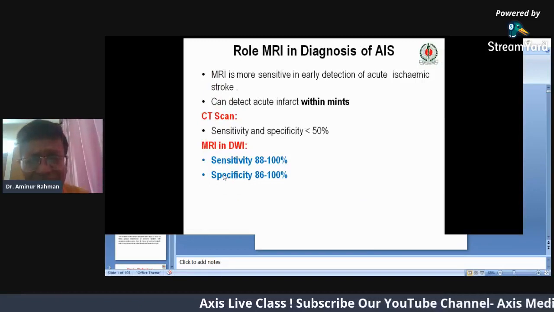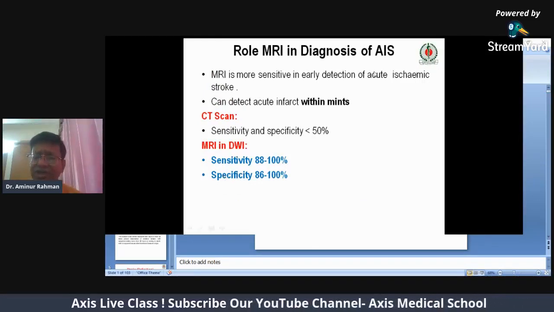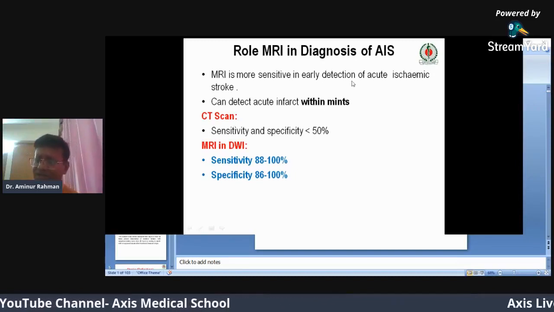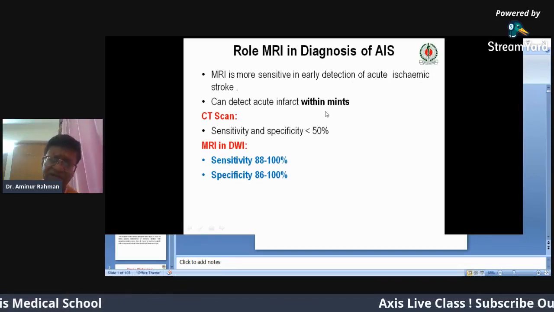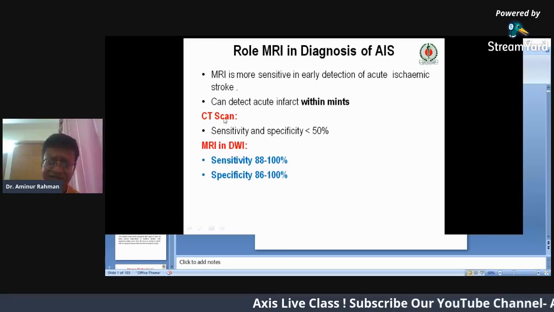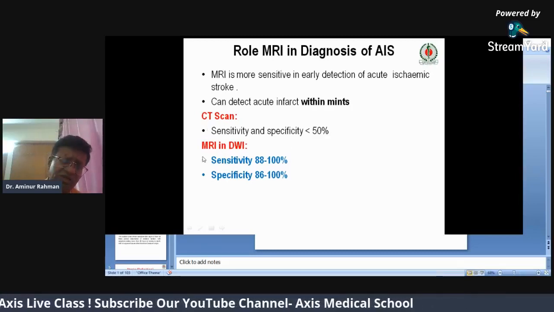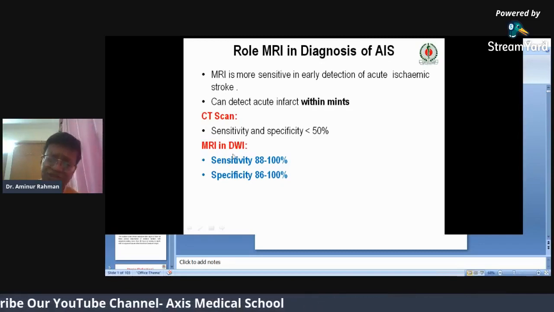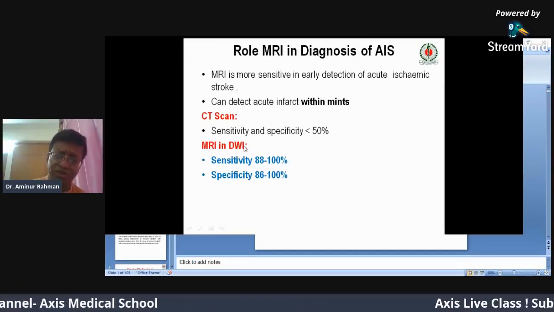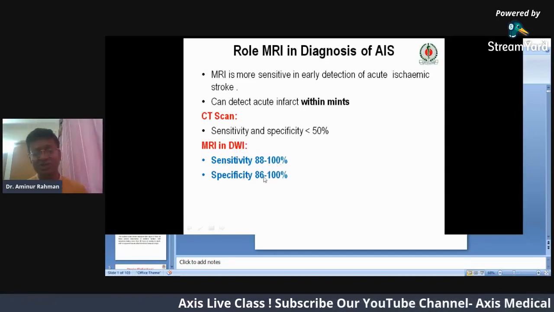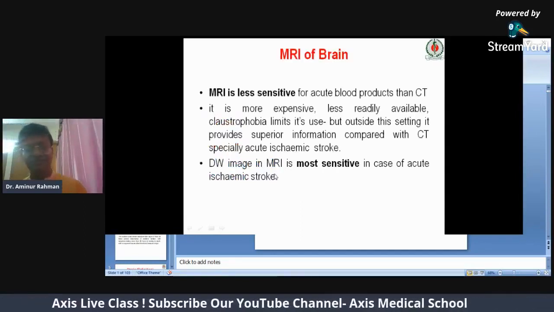What is the role of MRI in diagnosis? AIS means acute ischemic stroke. MRI is more sensitive in early detection of acute ischemic stroke and can detect a stroke within minutes. CT scan sensitivity is 50% in case of acute ischemic stroke, but MRI DWI, diffusion weighted image, has a sensitivity of 88 to 100%, and specificity of 86 to 100%.